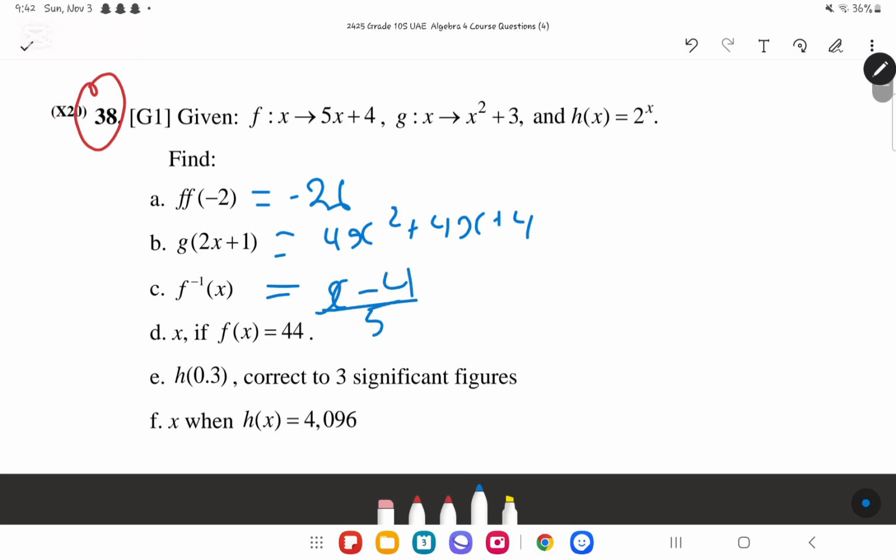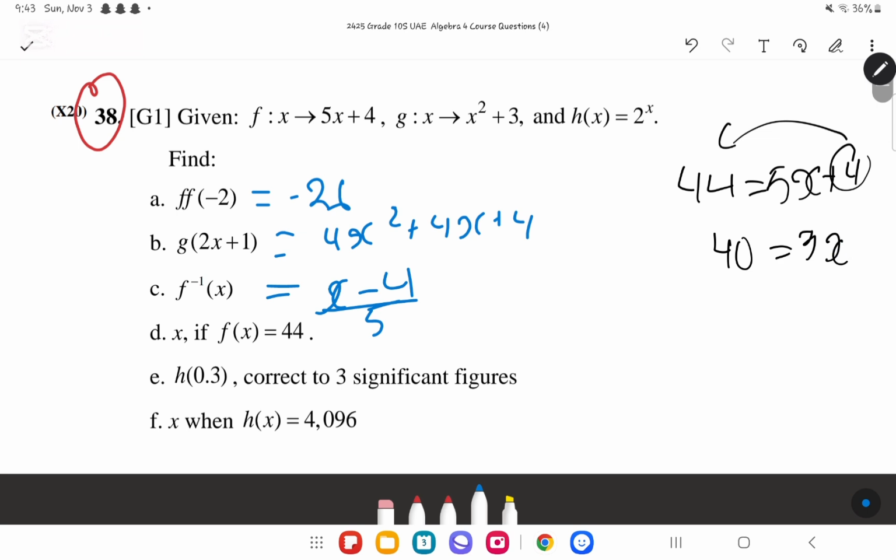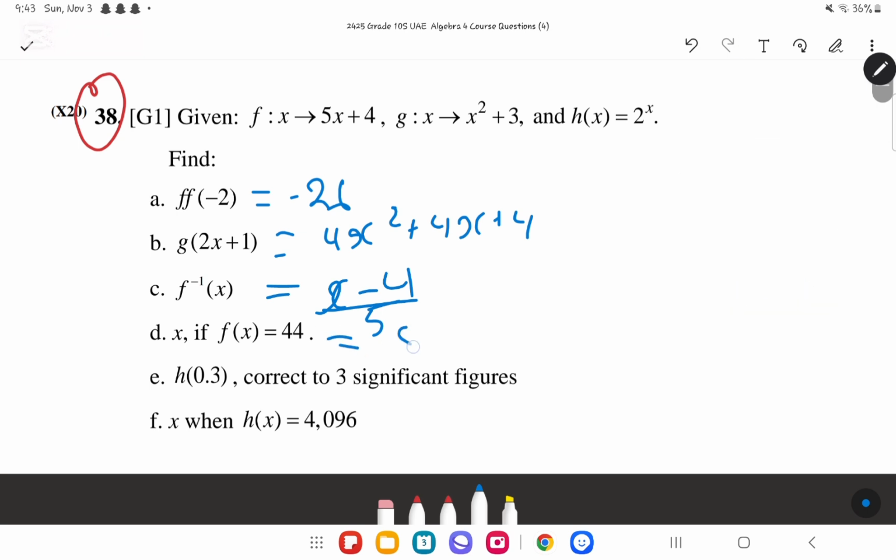They told us to find x if f of x is 44. So very simply, 44 is equal to 5x plus 4. Bring 4 to the other side, you are going to get 40 is equal to 5x. So then x is equal to 8. So for D, our answer is 8.